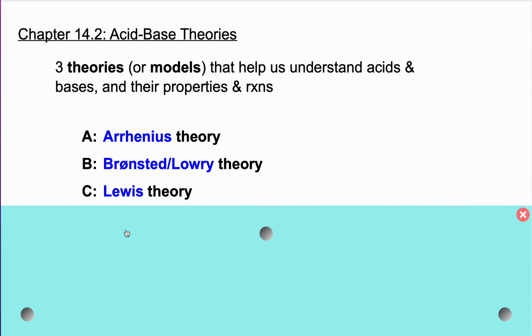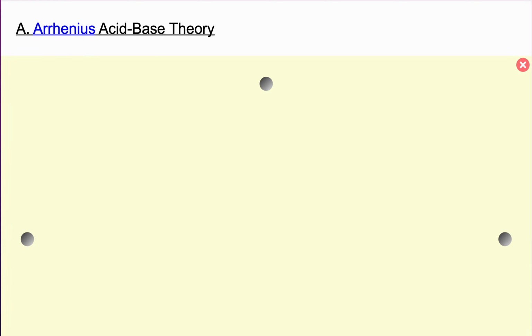I'll talk about each of these in turn and describe how they help us understand acids and bases and what essentially their definitions of acids and bases are. Let's begin with the Arrhenius acid-base theory.